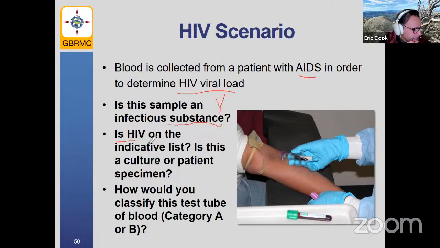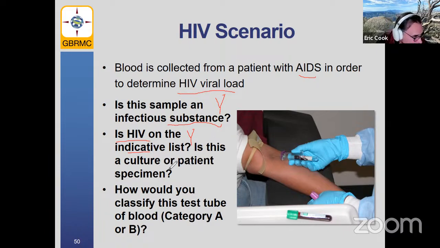The next question is: is HIV on the list? So we look at that indicative list. That list is found on page 41 of the WHO guidance document. And the answer is yes, it is on the list, but it says cultures only. So only cultures of HIV are considered category A.